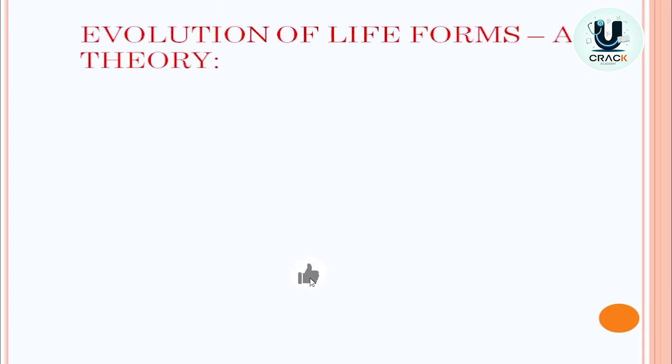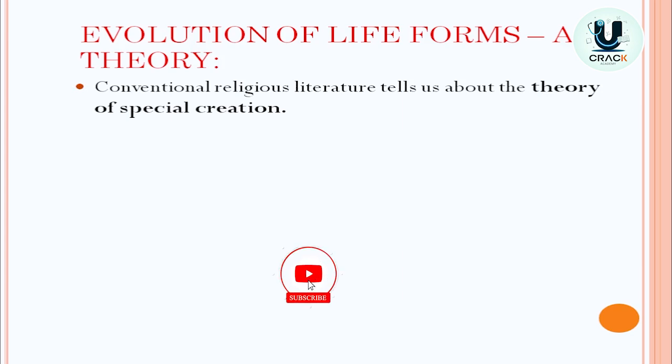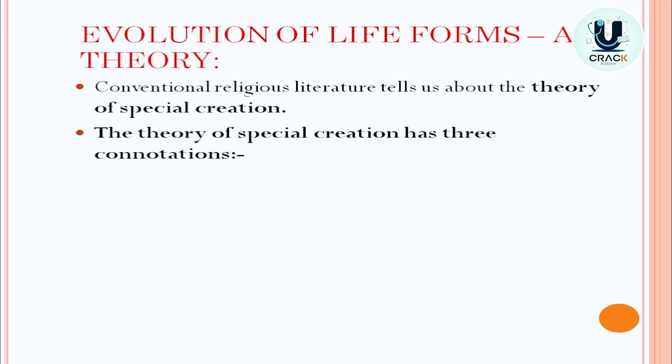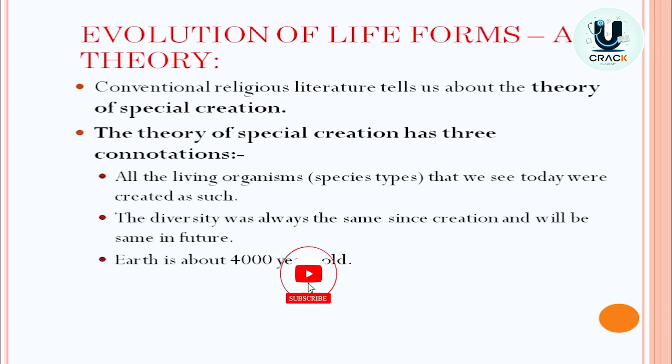Evolution of life forms, a theory. If you take conventional religious literature, it tells the theory of special creation. The theory of special creation has 3 connotations. The first one is that all living organisms we see today were created as such. The diversity will be the same in future. And the earth is also 4000 years old.